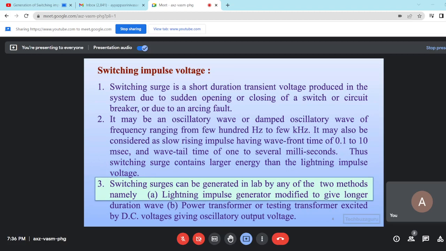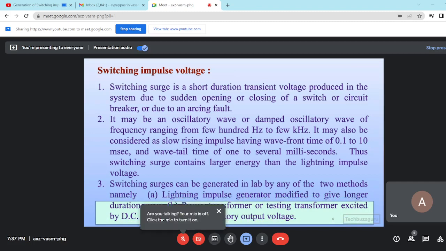Switching surges can be generated in the laboratory setup by any of the two methods, namely, first one is by using lightning impulse generator modified to give a longer duration wave, and secondly by using power transformer or testing transformer excited by a DC voltage to produce an oscillatory output.